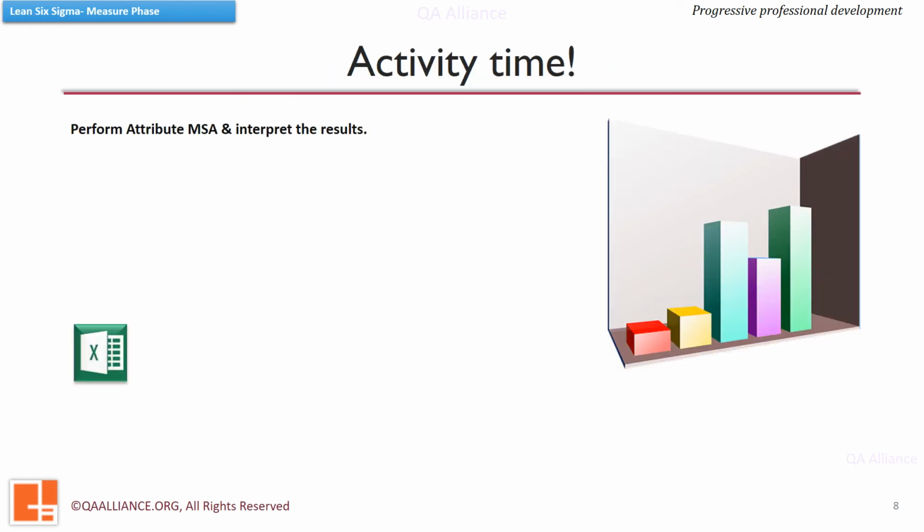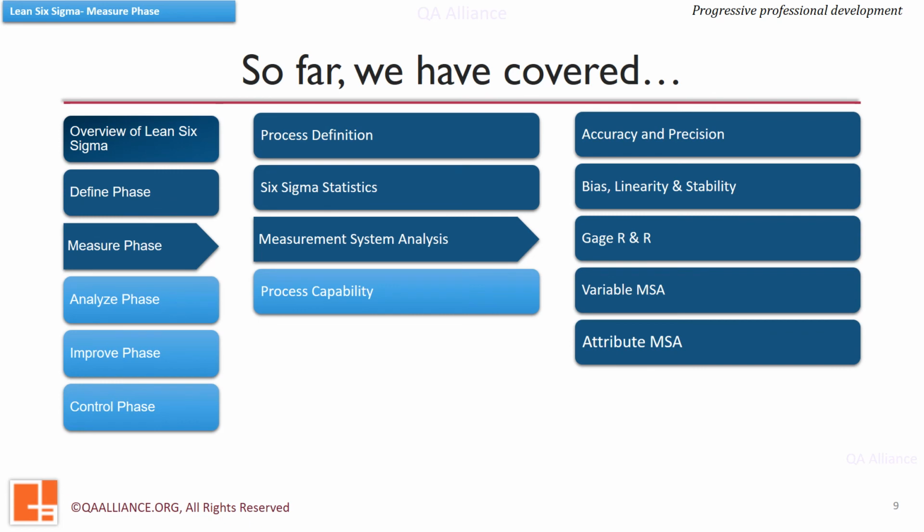Let us do some exercise. In the workbook you'll find the data on sheet 2.3.5. Perform the Attribute MSA. Study and interpret the results. In the measure phase of the project, once the measurement system is established to be correct and robust, we can collect and make use of data for further analysis.